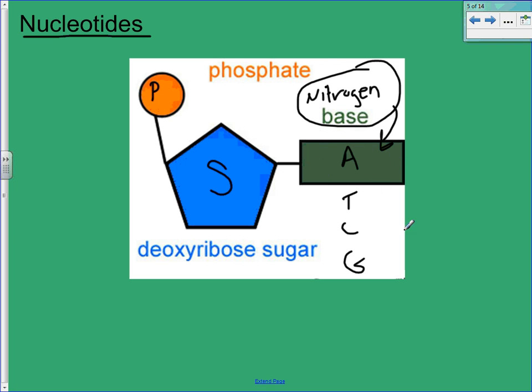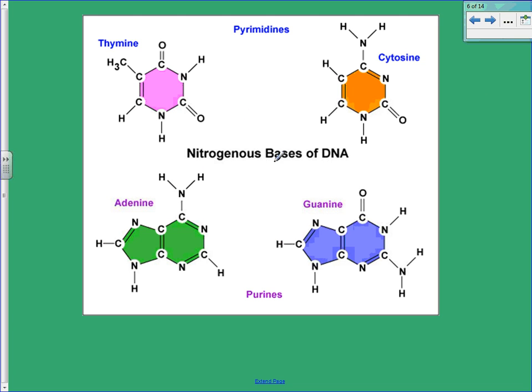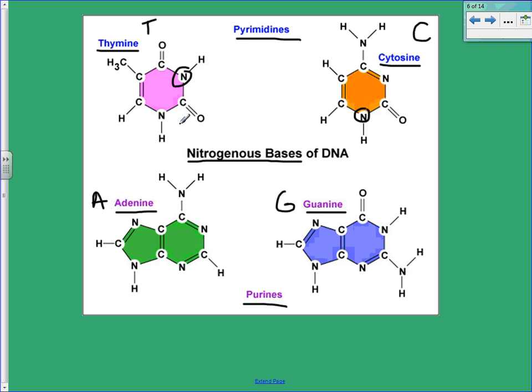So here are the 4 nitrogenous or nitrogen bases of DNA. We have thymine, which we abbreviate T, cytosine, which is abbreviated C, guanine with a G, and adenine with an A. You'll notice that guanine and adenine look very similar in their structure. Those are called the purines. You don't necessarily need to know that. Thymine and cytosine also look very similar. Those are the pyrimidines. But notice in all of these, there's at least one nitrogen, or in the case of the pyrimidines, there's 2 of them. Sorry, 3 in cytosine anyways. And in the purines, there's also these nitrogens. So that's why we call them nitrogenous bases.